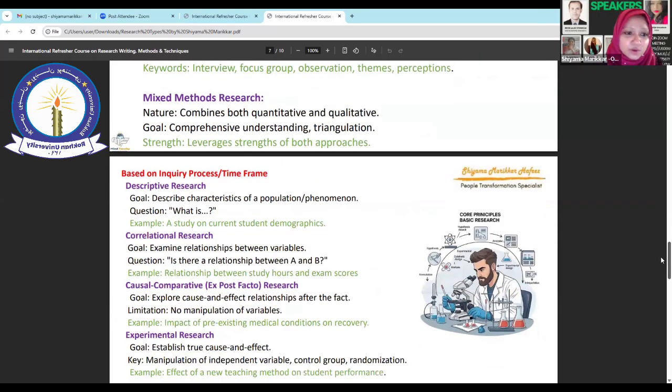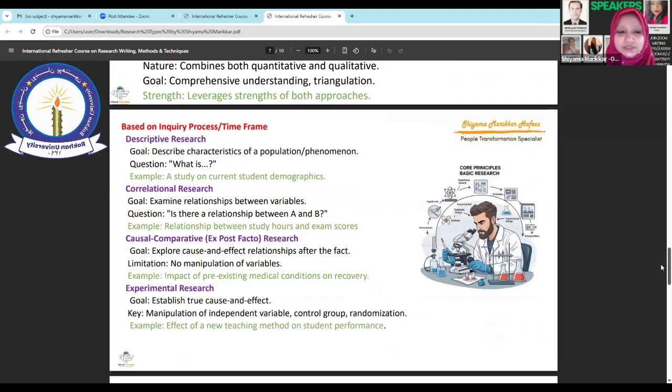And also, I mentioned in the chart that there was a categorization based on inquiry process or a time frame. Also, there are certain categories we can use. So the first one is descriptive research. Descriptive, in the sense, it will give you the answer for what is it. Describe characteristics of a population or a phenomenon. It could be a population or a phenomenon.